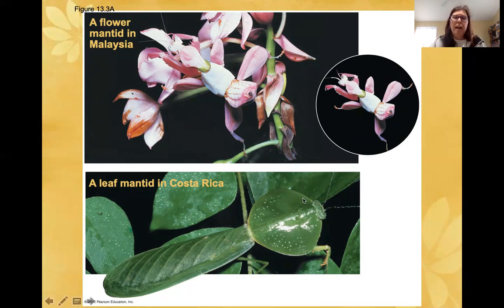Versus Costa Rica, where we have these broad leafy plants. And so this body shape or adaptation or characteristic or trait, whatever you want to call it, or allele, right? Allele is another one. It's the version of a gene. So this version of looking like a green leafy plant was more successful for this praying mantis in Costa Rica.